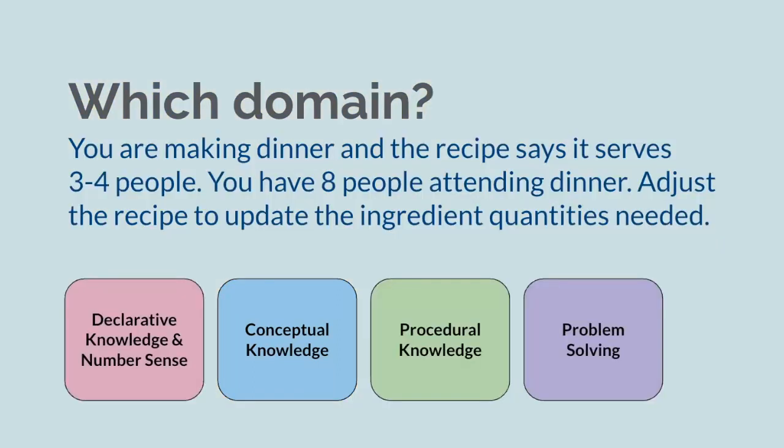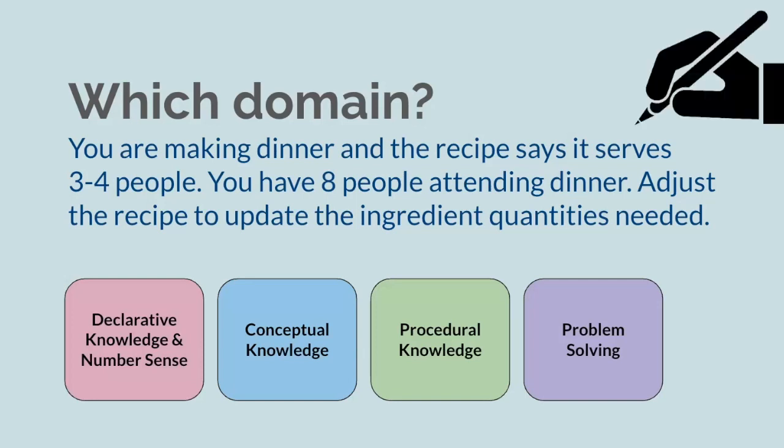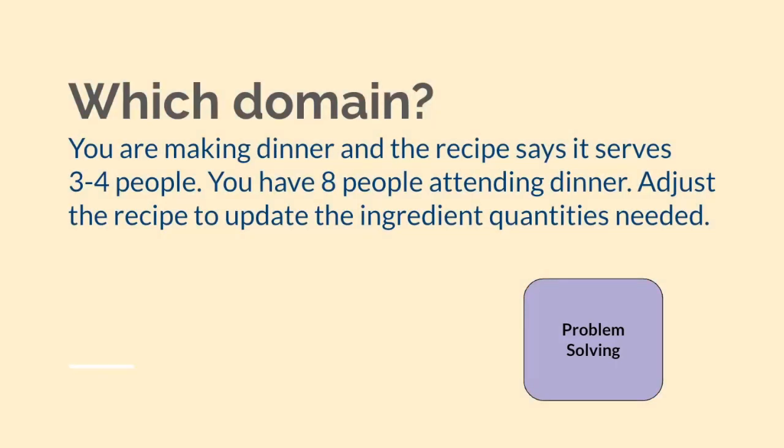Next prompt. In this scenario, students are given a recipe for dinner that says it serves 3 to 4 people. Knowing that they have 8 people attending dinner, students are asked to adjust the recipe to update the ingredient quantities needed. Jot down your thoughts or discuss it with a partner. This is a prime example of problem solving. It will require the use of all 3 other domains of knowledge, though a calculator could be used to offload some of those lower order skills if needed.